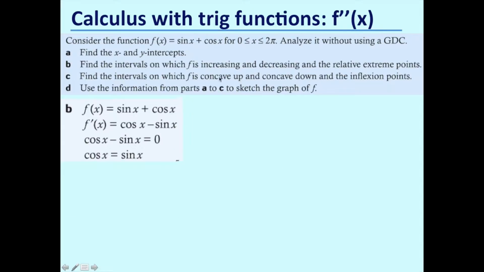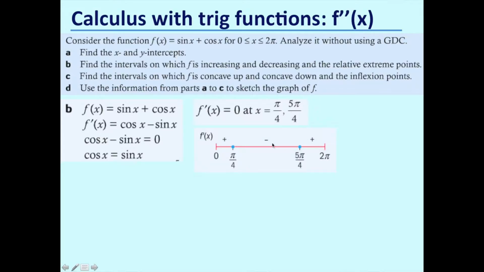For part B, it says find the intervals on which f is increasing and decreasing and the relative extreme points. So from the previous video then, this requires us to differentiate the function. If we differentiate, we end up with cos x minus sin x. We then need to set it equal to 0. So cos x minus sin x equals 0. Cos x equals sin x, and we've already mentioned that this is the case at pi by 4, and here we are looking at the domain between 0 and 2 pi. So this is the first and the third quadrant here.